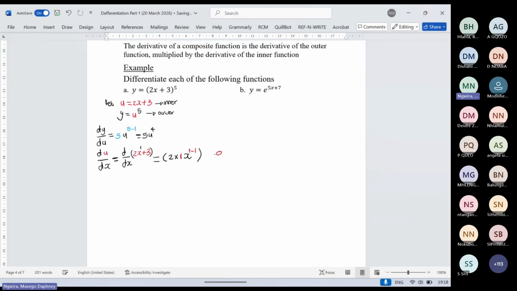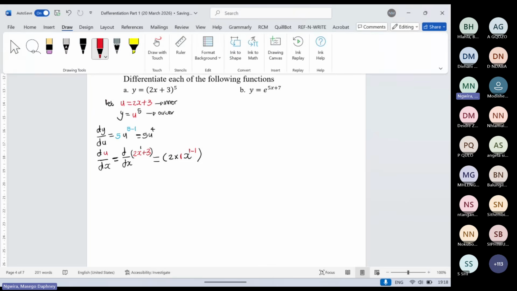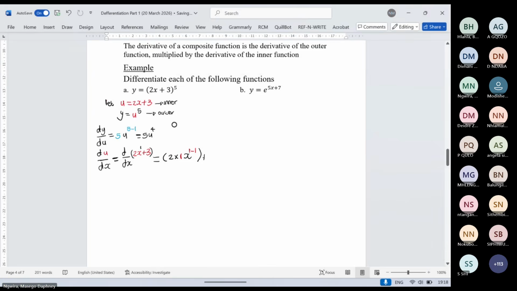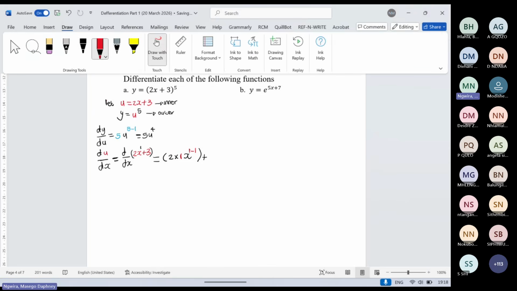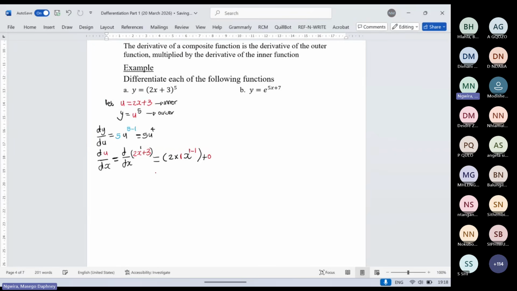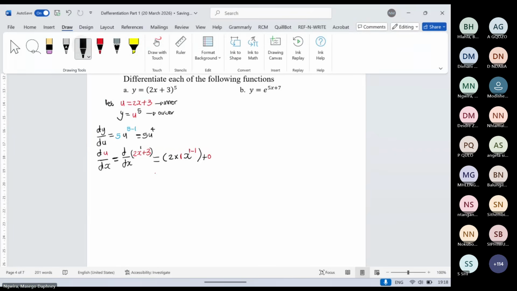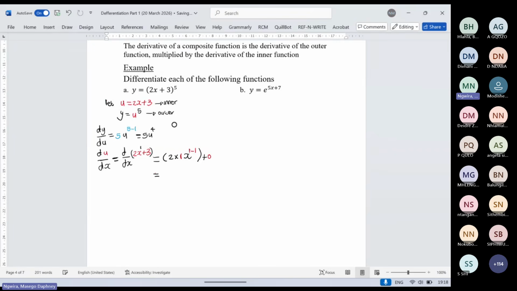And then now let's continue. This is 0. Now we can solve. So our answer for this one is going to be 2 times 1 is 2, then x to the power of 0. Any number to the power of 0 is 1. So your answer is 2 for this one.